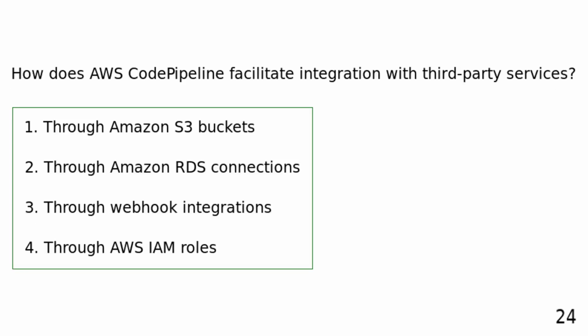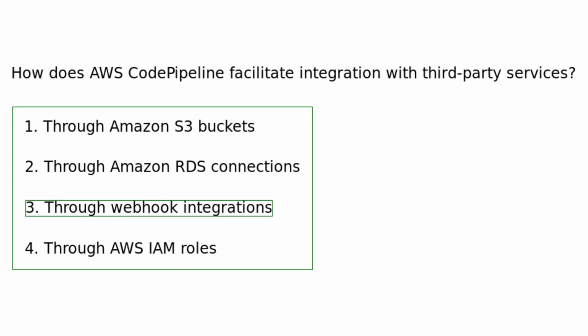How does AWS CodePipeline facilitate integration with third-party services? Through Amazon S3 buckets. Through Amazon RDS connections. Through webhook integrations. Through AWS IAM roles. AWS CodePipeline facilitates integration with third-party services through webhook integrations, allowing external events to trigger pipeline executions automatically.